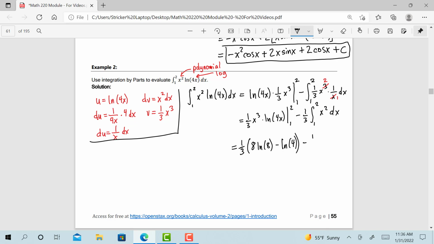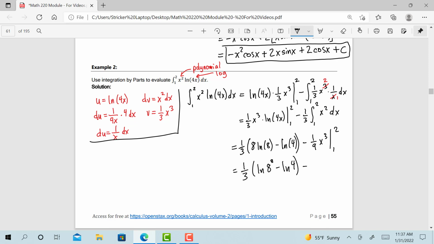Then we have minus 1/3. Antiderivative of x squared is x cubed over 3. And actually, because 1/3 times x cubed over 3 is going to be 1/9, let's make that 1/9 x cubed, evaluated from 1 to 2. So just using log properties, we could simplify this. We could say that this is the natural log of 8 raised to the 8th power. Move that power to the end there, minus the natural log of 4.